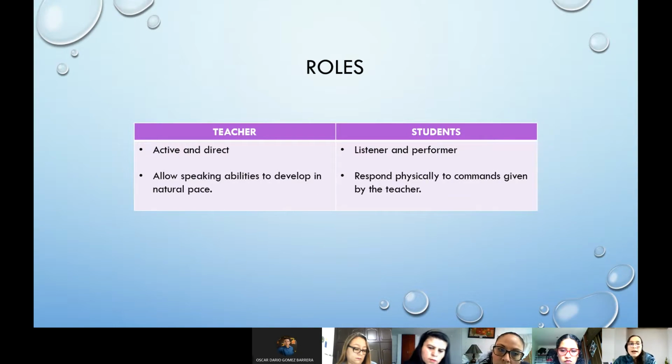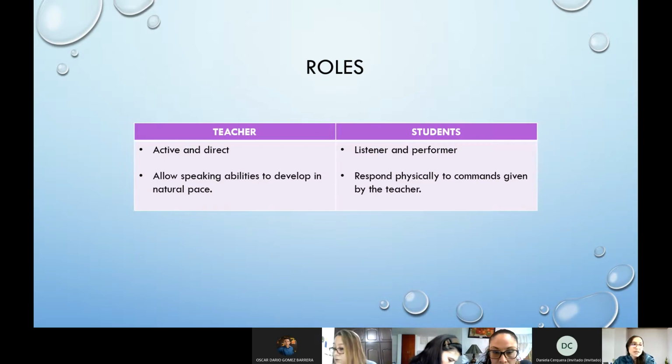Yes, the teacher should allow speaking abilities to develop at a natural pace. This part is very linked with the stress-free part, because when children learn in a natural way, it is very meaningful for them. They can remember the knowledge for minutes, for hours, also for years. So for that reason, it's very important that this technique has zero stress for the students, obviously.